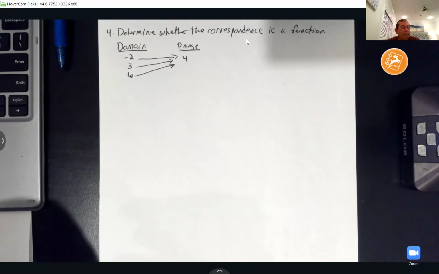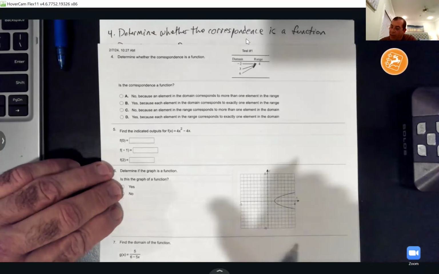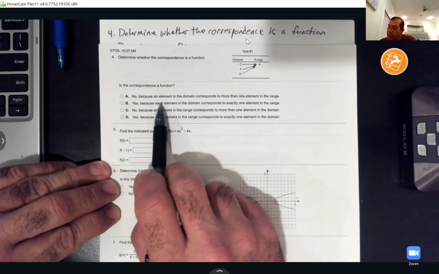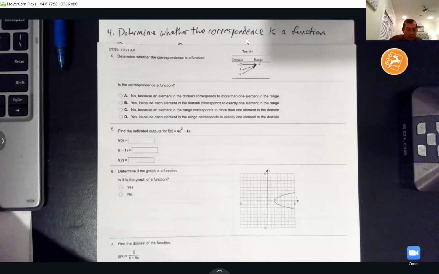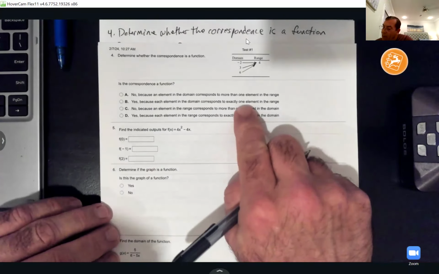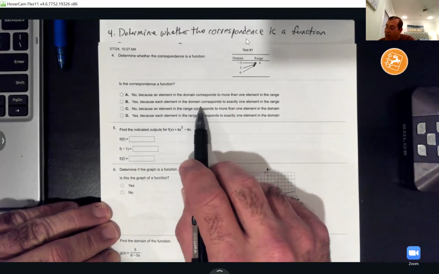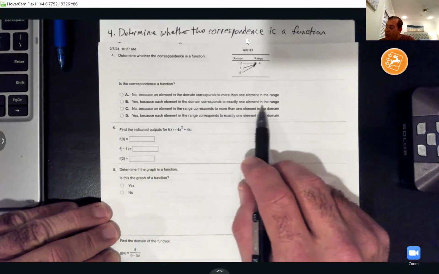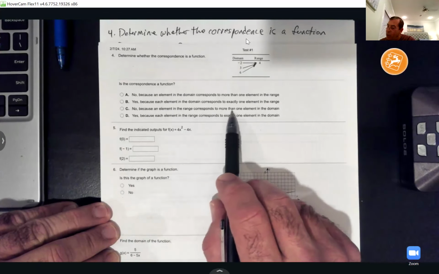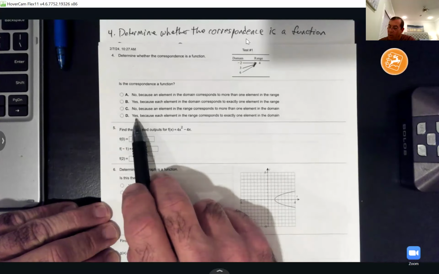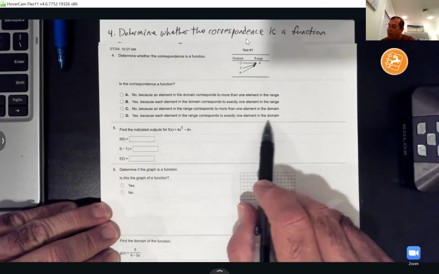Now I'll just show you the picture. It'll have 4 answers. No, because an element in the domain corresponds to more than one element in the range. Yes, because each element in the domain corresponds to exactly one element in the range. No, because an element in the range corresponds to more than one element in the domain. Or yes, because each element in the range corresponds to exactly one element in the domain.